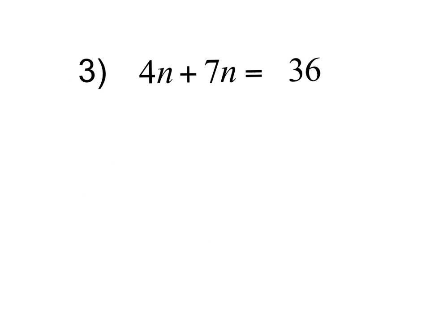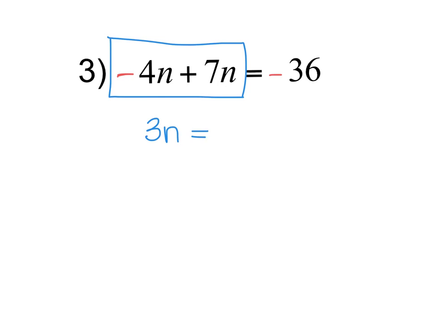All right, in number 3, let's add a negative sign in front of the 36. And let's add a negative sign in front of the 4n. Now here is a situation where we have to combine like terms before we start. Notice on the left we have n in 2 places, so we have to put that together. Negative 4n plus 7n leaves us with 3n on the left, and that equals negative 36.